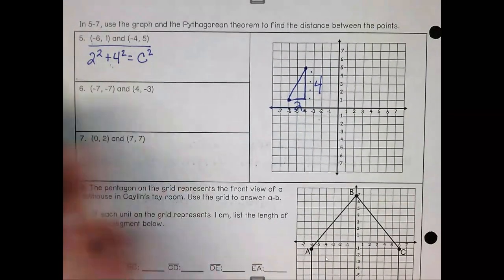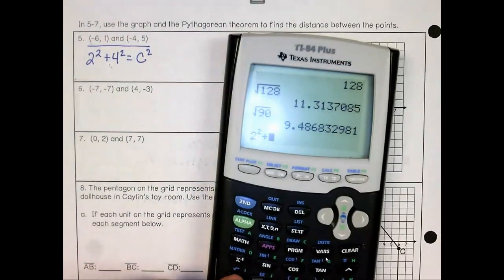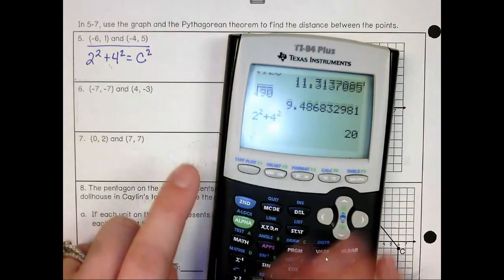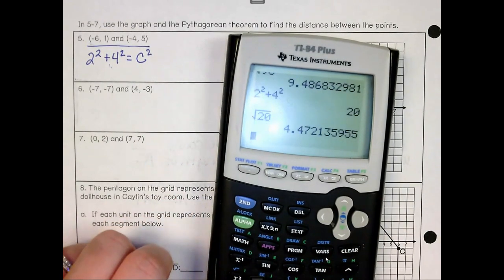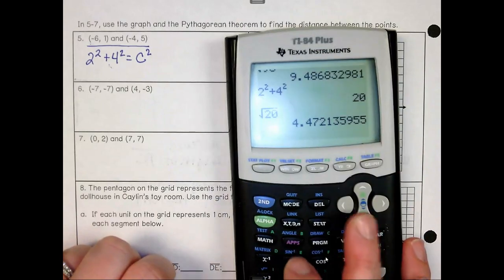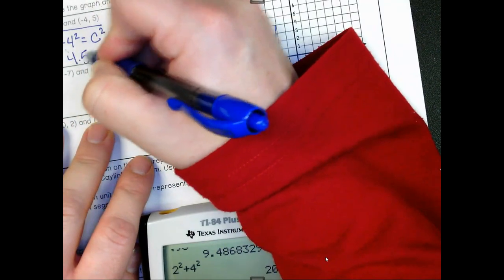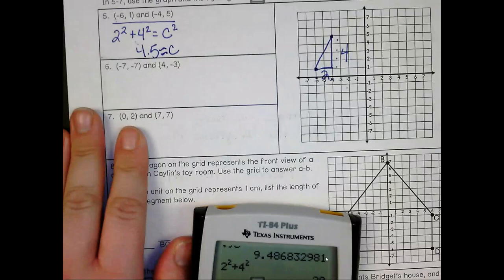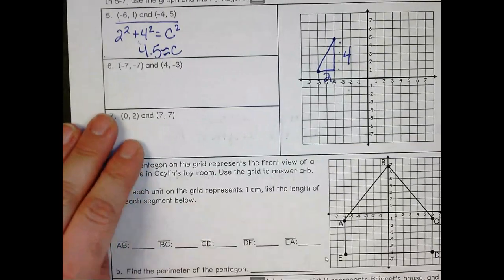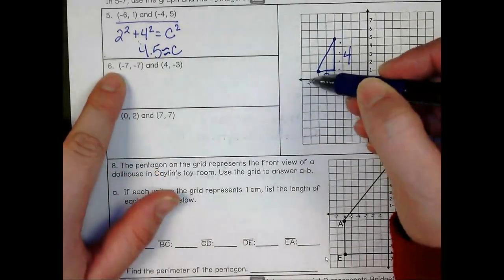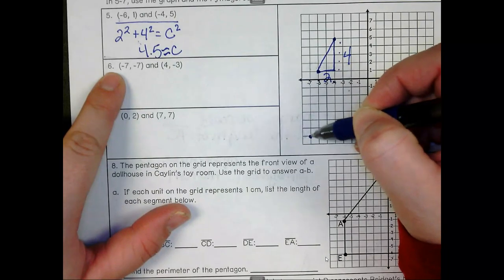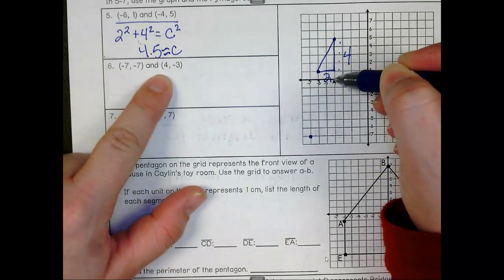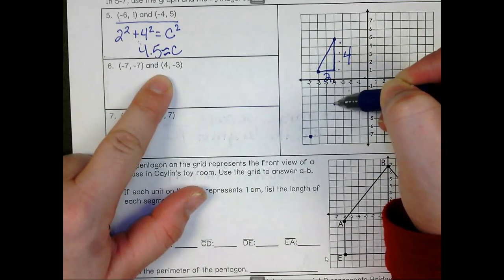Okay? So 2 squared plus 4 squared gives me 20. So what would my answer be? 4.8. No, 5. 4.5? So 4.5 is equal to C, not even squiggle. Okay, so I have -7 and -7. And then I have 4 to negative 3.